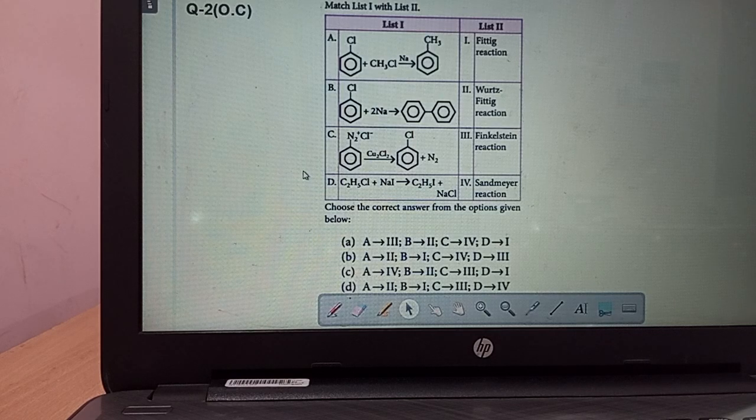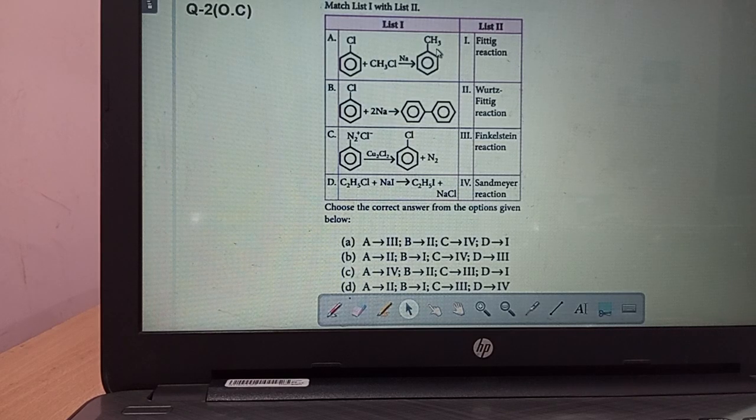See dear student, in this question we have a match the following type: column 1, column 2, or list 1, list 2. List 1 should be matched with list 2. In list 1 we have some organic chemical equations. In list 2 we have some names of the chemical reactions. So to know all these things we should have a discussion. We will discuss now.